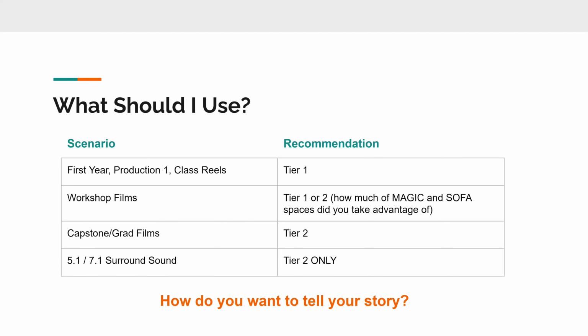That'll determine whether you want to submit tier 1 or tier 2. Capstones, at that point, we really encourage you to submit tier 2, just because you've learned so much at that point that it's something that my guess is all of you are already planning on doing. For surround sound, however, that has to be tier 2, because there are no formats that support surround, or at least our workflows don't support surround sound in an MP4 file.